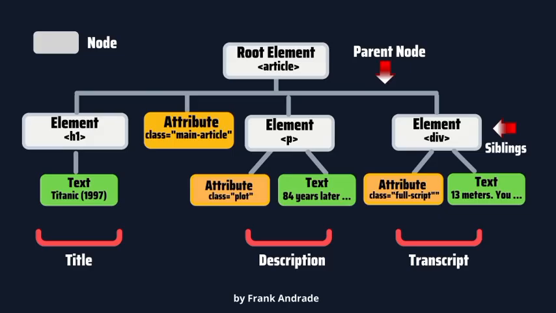Now, something very important in this tree is the attribute element, because they will determine the approach to take to scrape a website. In this example, you see only classes like main article, plot, and full script. However, you can also find IDs and others.